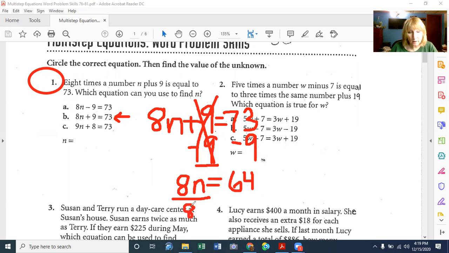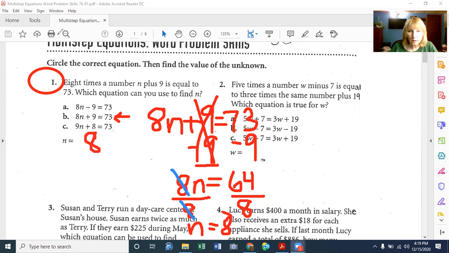Whatever I do to one side of the equals, I need to do to the other side of the equals. So now my 8s will cross off, and I'll be left with just the n on the left. And on the right, I do the math. 64 divided by 8 is going to give me 8. So n is equal to 8. So that's how you do these problems.